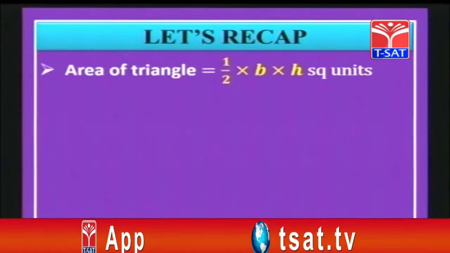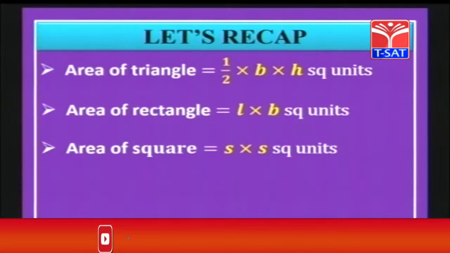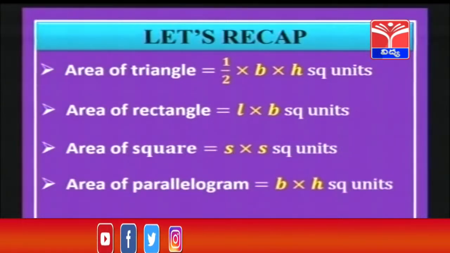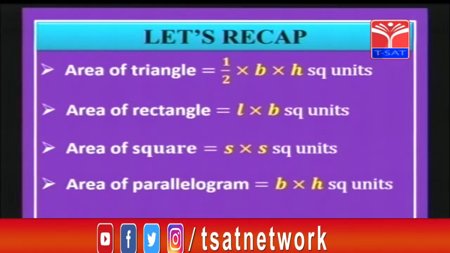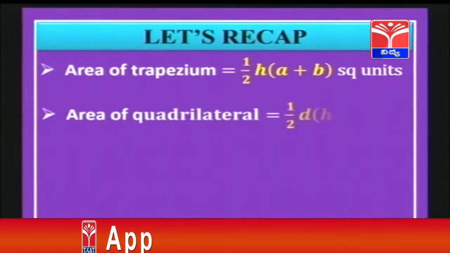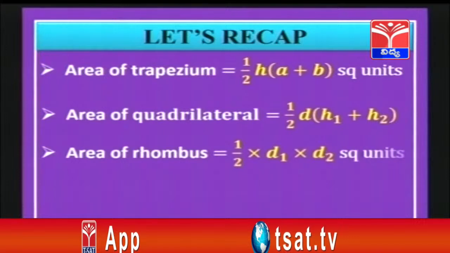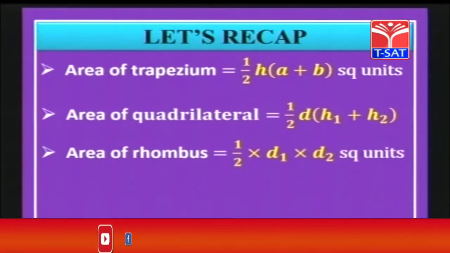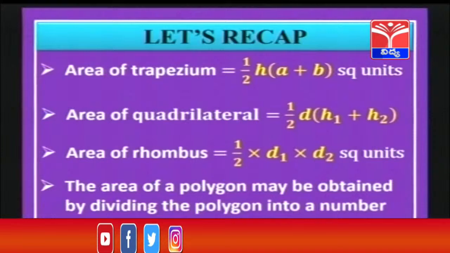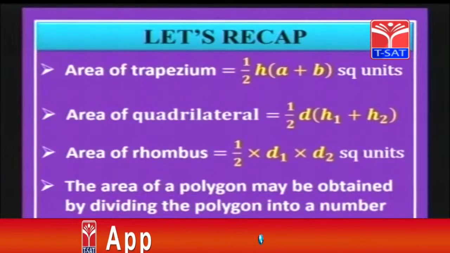Area of triangle is half into base into height square units. Area of rectangle is L into B square units. Area of a square is side into side, S into S square units, whereas area of parallelogram is base into height. Area of trapezium is half H into A plus B. Area of quadrilateral is equal to half D into H1 plus H2. Area of rhombus is half into D1 into D2 square units. The area of a polygon may be obtained by dividing the polygon into a number of simple shapes. So children, we have seen what actually we have learned. We had a quick recap of what we have learned.